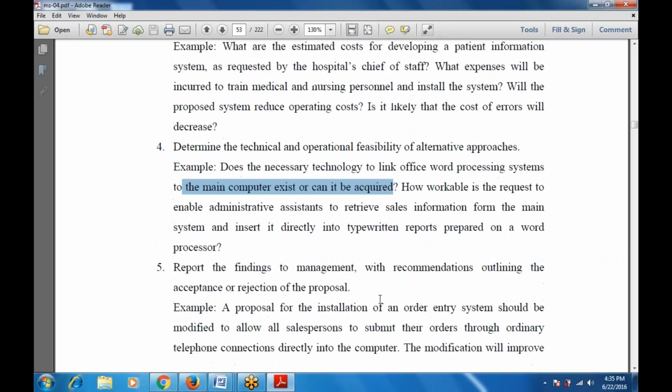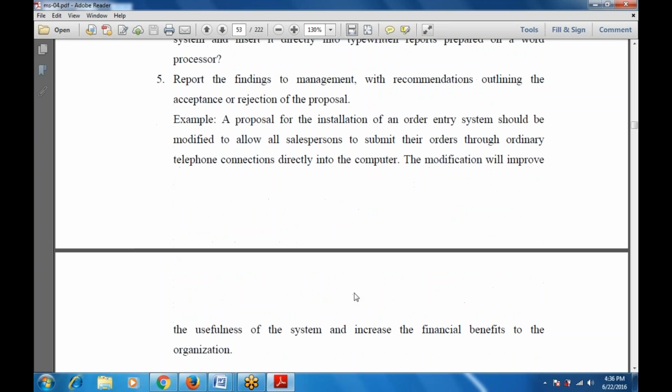Then report the findings to the management with recommendations outlining the acceptance or the rejection of the proposal. That means report the findings, identifying the reasons, to the management, with recommendations that outline whether to accept or reject the proposal given by the end users. For example, a proposal for the installation of an order entry system should be modified to allow all the salespersons to submit their orders through ordinary telephone connections on a computer.